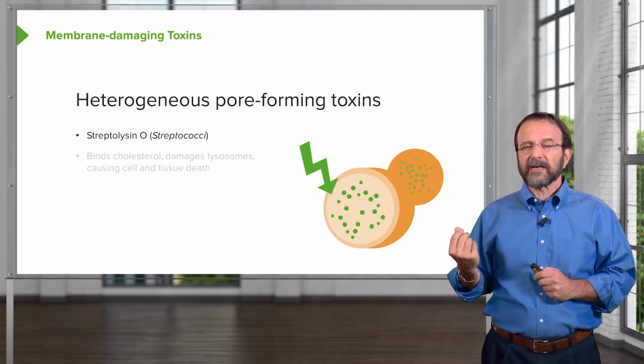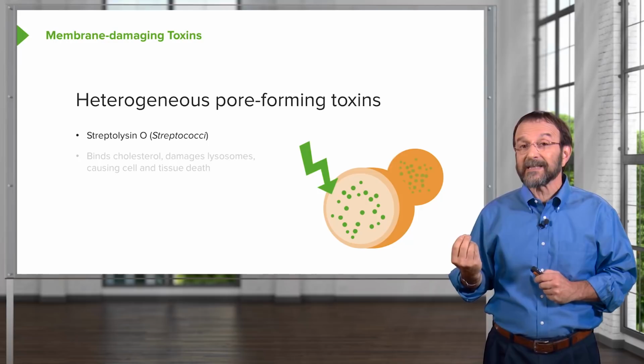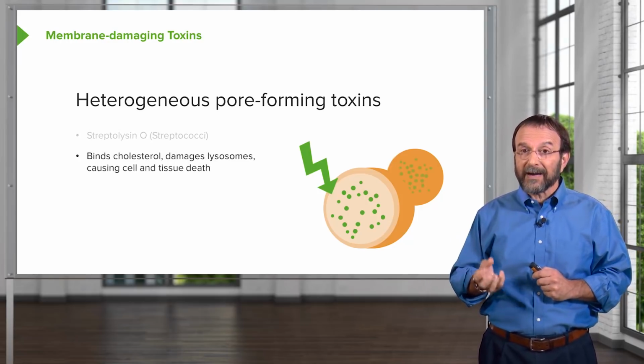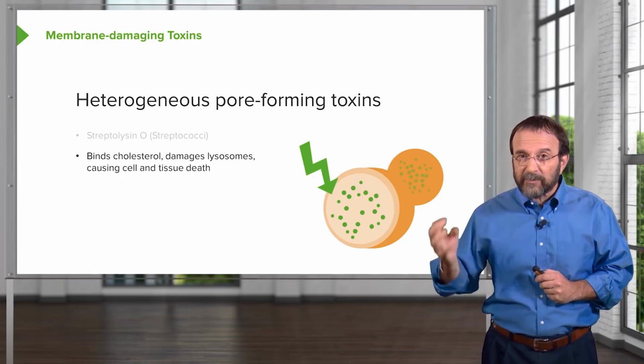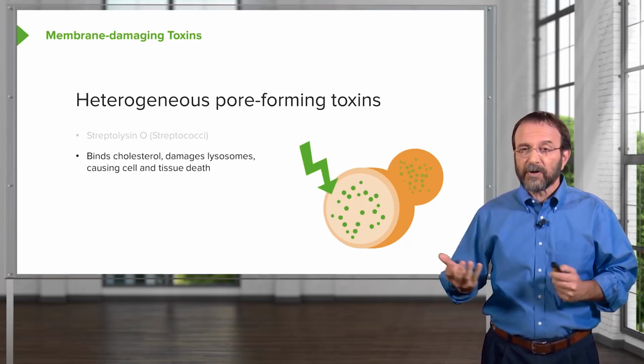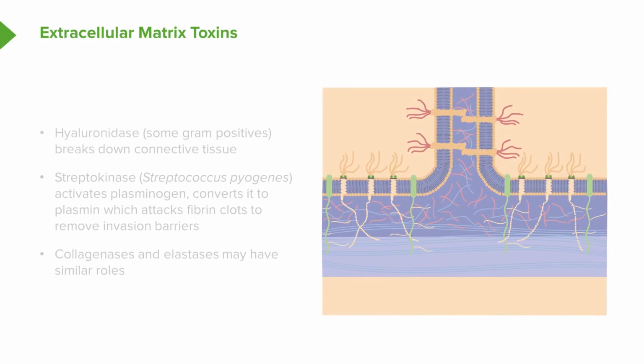These are produced by a variety of bacteria. One well-known one is streptolysin O, produced by the Streptococci. This pore-forming toxin binds cholesterol and damages liposomes in cells of the host, causes the cells to lyse, part of the reason why tissues are damaged. Another set of toxins that are produced, and if you're thinking, boy, bacteria make a lot of toxins, you're right. This is their modus operandi.